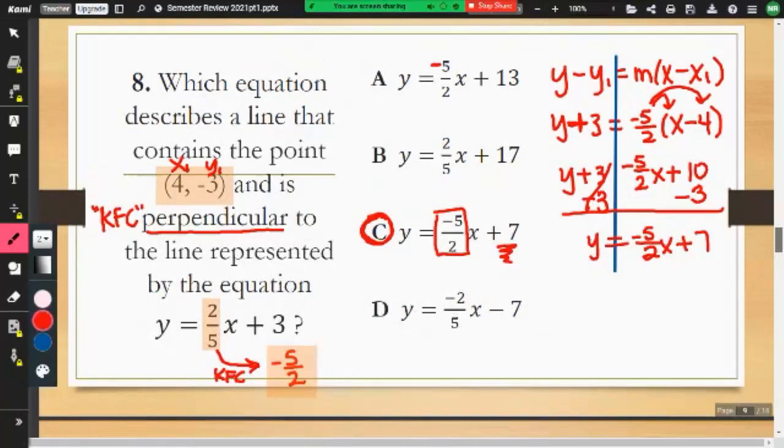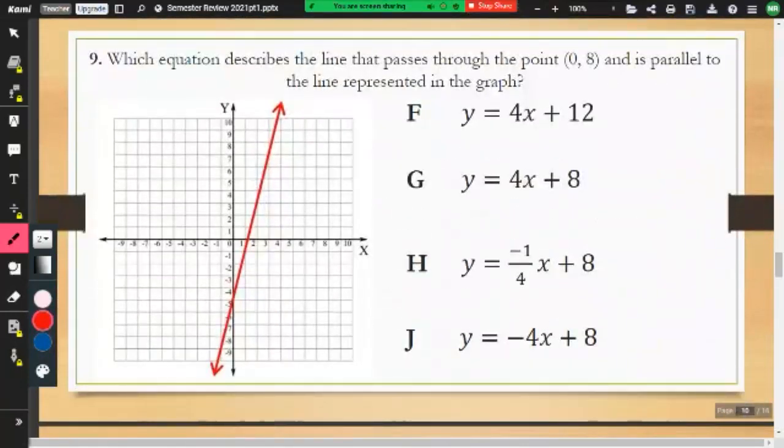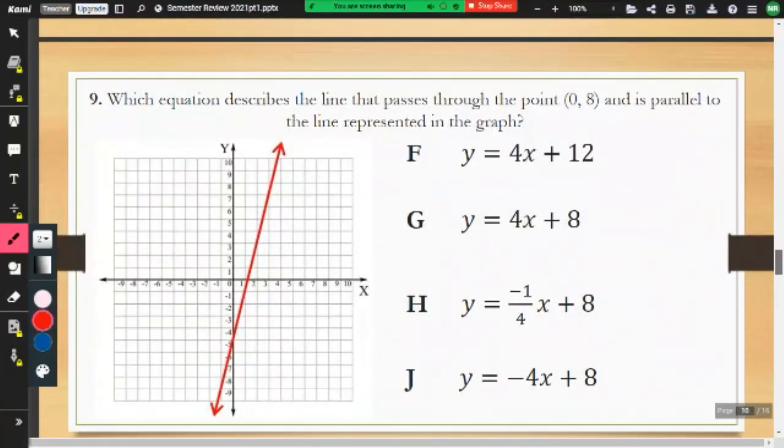Ready? Zai, you good? All right. Number 9. Number 9's a little bit easier. It could be as hard as number 8. But it gets a little bit easier when they provide you with a graph. And this one was technically supposed to be provided with a graph. Now, what equation did I give you in the packet? Y equals what? And this is the equation of this line that is graphed.